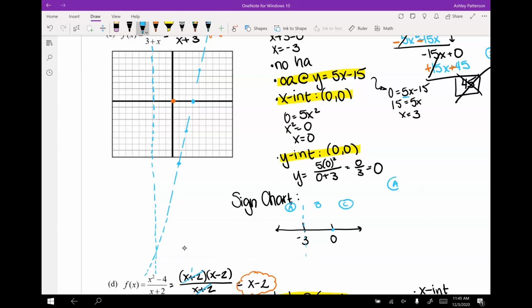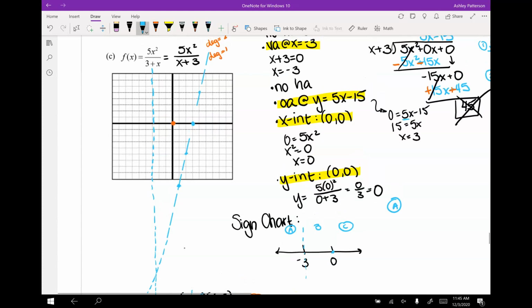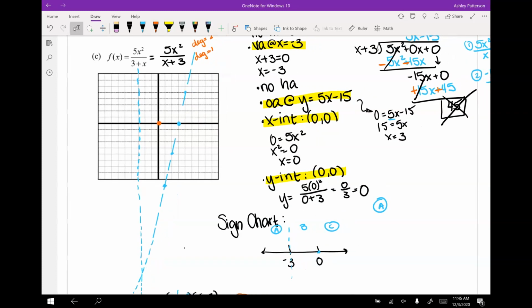To test A, we need a value that is less than -3. So I'm going to say -4. Okay, so y is equal to 5 times -4 squared all over -4 plus 3. Well, a negative squared is a positive times a positive is a positive. And then -4 plus 3 gives us a negative. So it's going to be negative in this region.